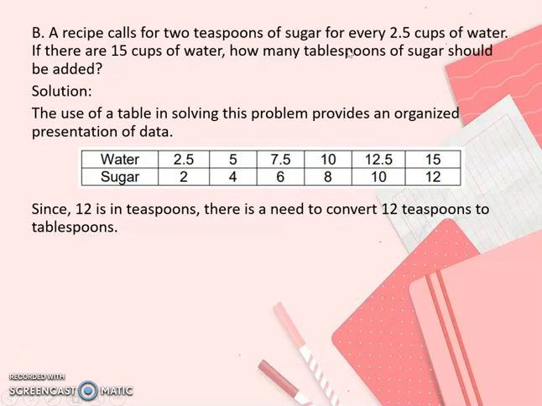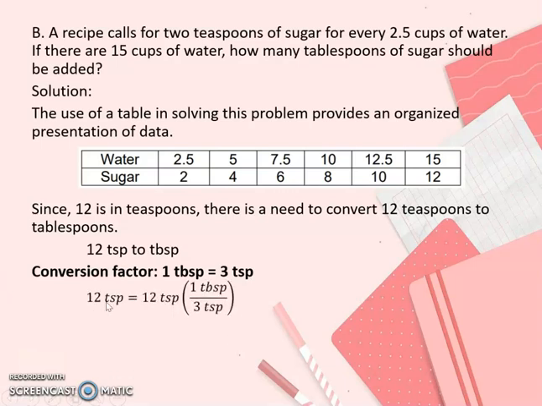So the question is, how many tablespoons. Our given is only teaspoon. So we have to convert teaspoons of sugar to tablespoons to get the answer. Okay? The question is how many tablespoons of sugar should be added. Okay. So, we have 12 teaspoon to tablespoon. That is what we need to convert. So, conversion factor is 1 tablespoon is equivalent to 3 teaspoon.